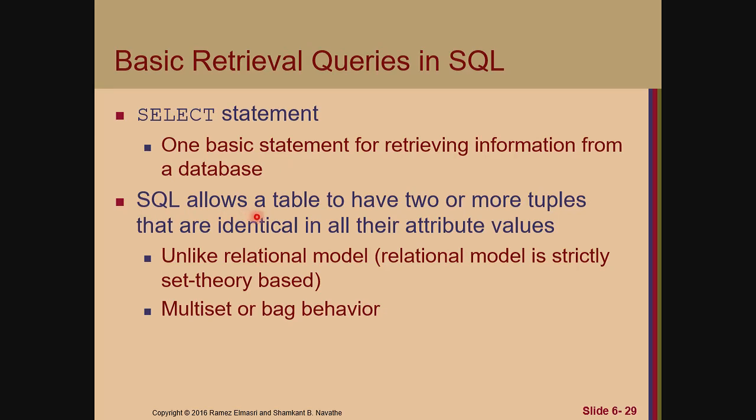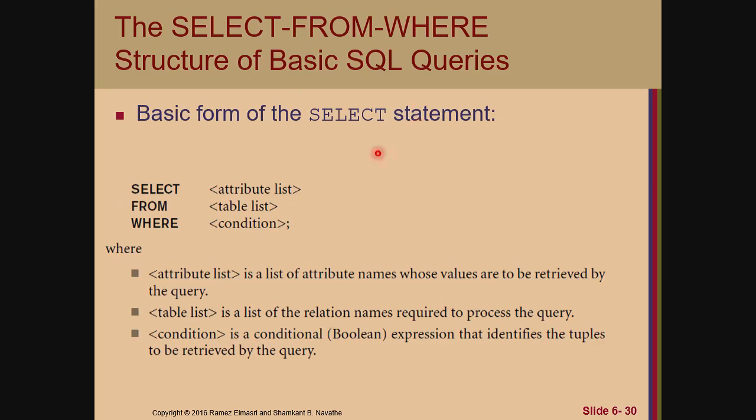SQL allows a table to have two or more tuples that are identical in all their attribute values, unlike the relational model. Anyway, let's see. This command is very simple. We should have select first, and after that the attribute list, and then from which table, where, with conditions. Just select, from, where. Okay.